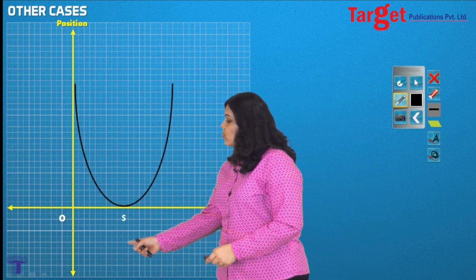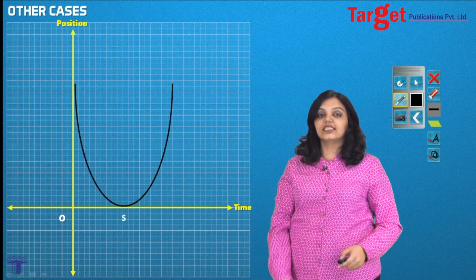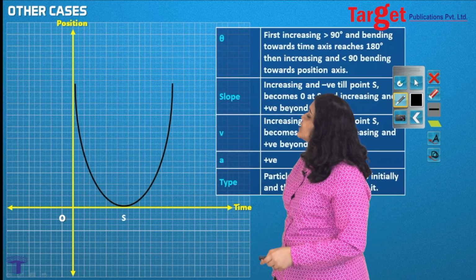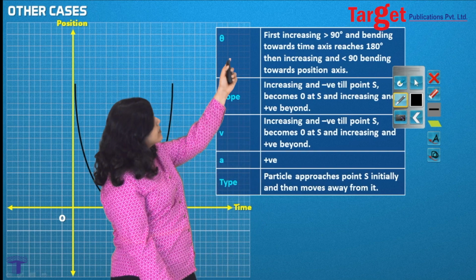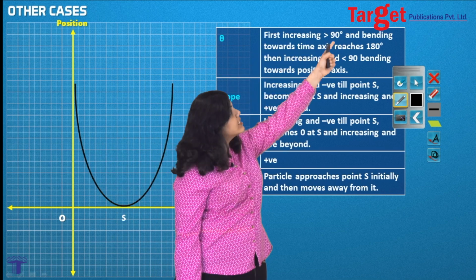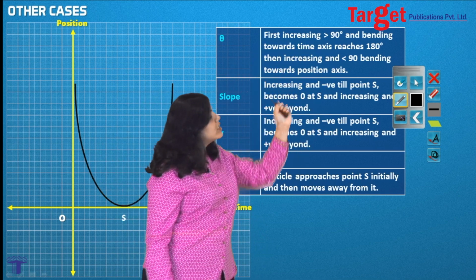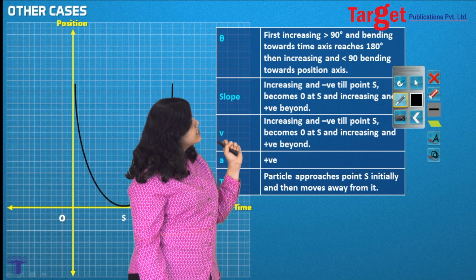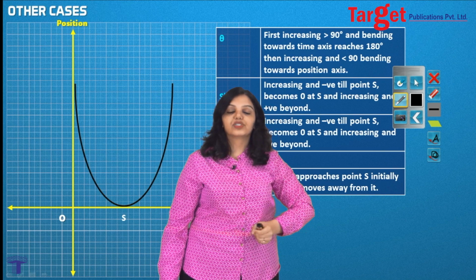Finally, let's look at also another type of graph, which is this type of graph. So this is a different type of graph. Let's analyze it quickly. Firstly, it says that the angle is first increasing. It's greater than 90. Then it bends towards the time axis, reaches 180, then increases and less than 90, and it bends towards the position axis.